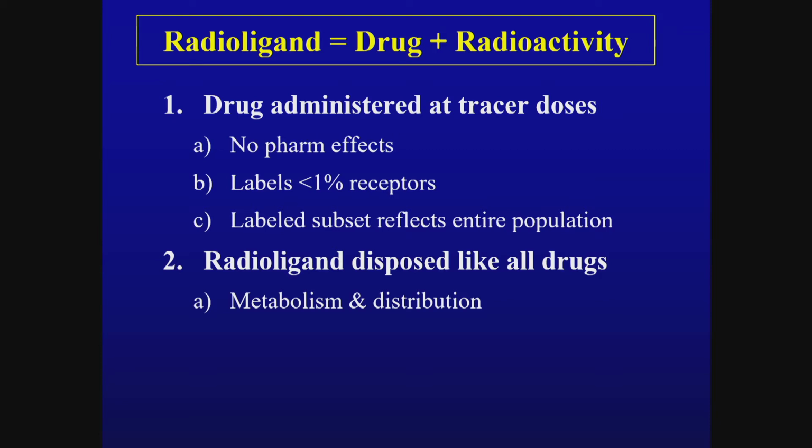As a drug, the radioligand is disposed of in the body, where disposition in this case is referring to, for example, metabolism and distribution. Metabolism is where you break a bond or add a new bond. And distribution refers to the transfer of a drug from the blood, plasma, to the tissue and back. And I'm going to show you examples of how PET can be used to study metabolism and distribution.